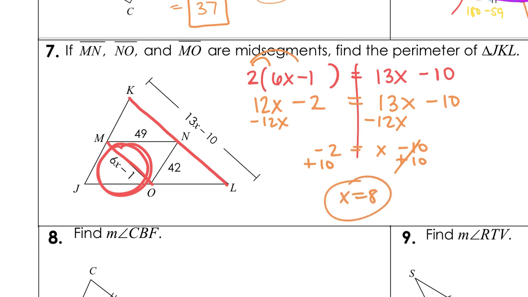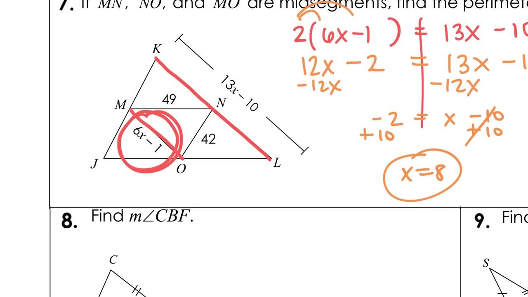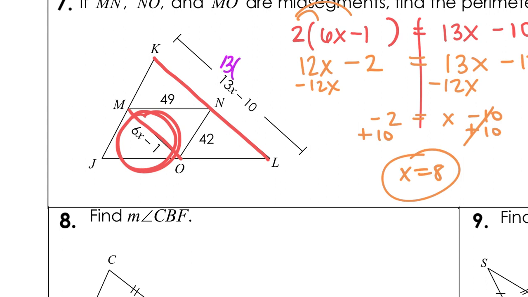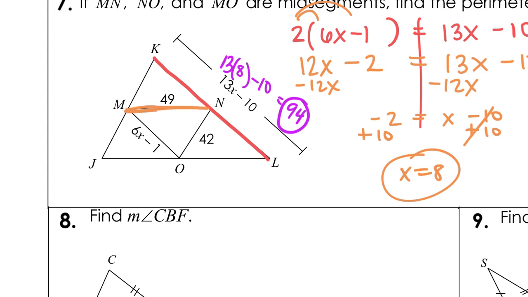Okay, so we've just solved for x, and now we need to plug it back in because we need to figure out what some of this stuff is equal to, right? So I can plug it back into this side to get the length of this side here. So 13 times 8 minus 10, when you plug all that in, that's going to equal 94. Now the other sides, you can actually go ahead and get those right now. So we can use these mid-segments here, so like 49. If I double that, that's going to be equal to this side that's across from it. So 49 times 2, that would give me 98.